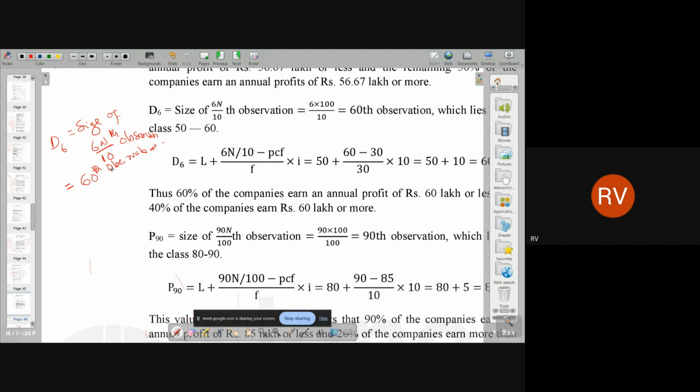That is how to find D6. Here, accumulate the profits.